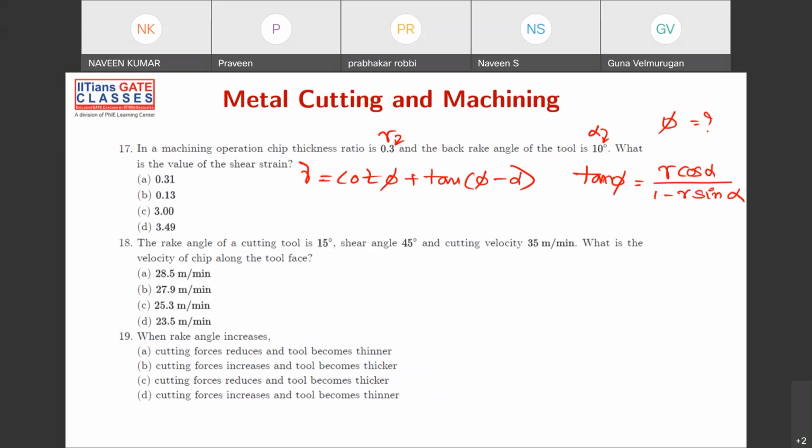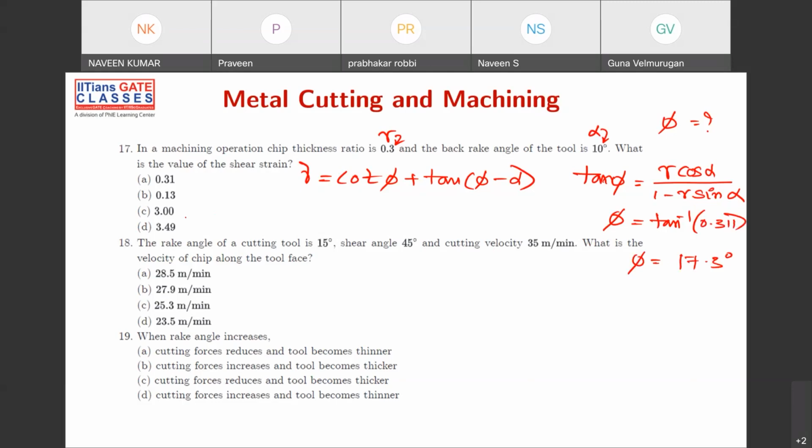Is it okay? So once you calculate this value, then you have to apply tan inverse to calculate phi. According to my calculation, R cos alpha by 1 minus R sin alpha you will get as around 0.31, and if we do the tan inverse, you'll get around 17.3 degrees as your answer for phi.